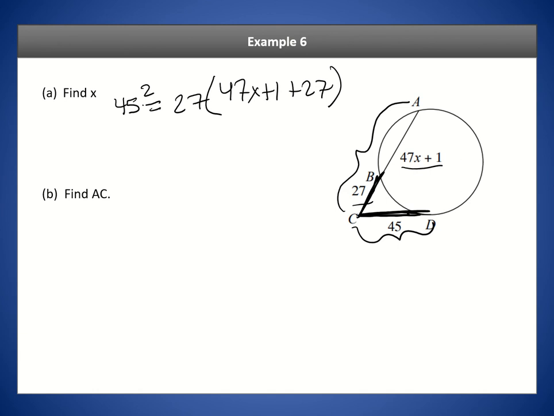All right, so then we're going to go ahead and just do the math here. We got 45 squared. It's a pretty large number. So let's go ahead and calculate that first. We got 45 times 45 is 2025. We got 27 times 47 is 1,269x. Then this is going to be 28. So I'm going to call this 28 here. And we'll do 28 times 27.